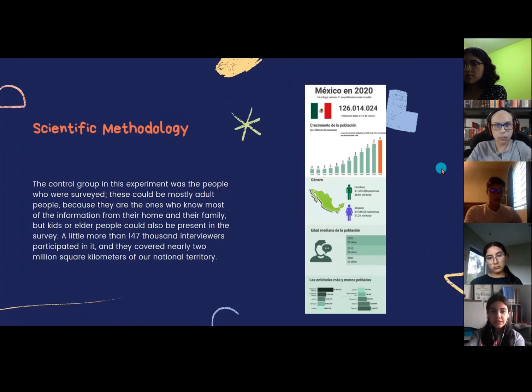Scientific methodology. The control group in this experiment was the people who were surveyed. This could be mostly adult people, because they are the ones who know most of the information about their home and their family. But kids or older people could also be present in the survey. A little more than 147,000 interviewers participated in it, and they covered nearly 2 million square kilometers of our national territory.